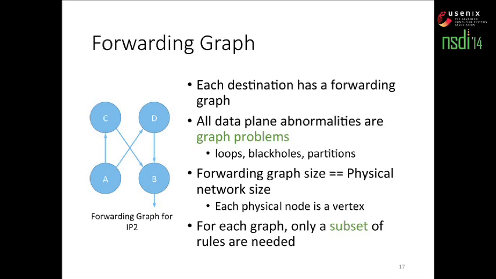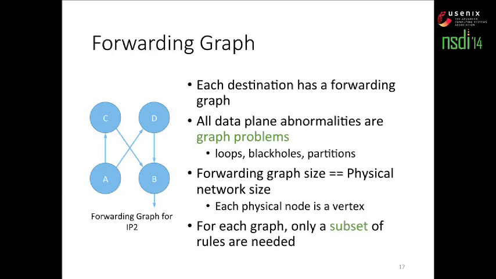There are many very good properties of the forwarding graph. One is that each destination has a forwarding graph, and they are mostly different. Secondly, all data plane abnormalities are simply graph problems. For example, a loop is just a strongly connected component in a directed graph, and black holes are just nodes with positive in-degree but zero out-degree, etc.